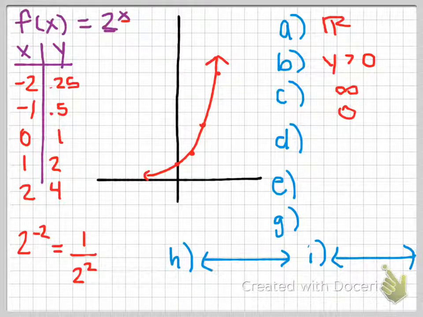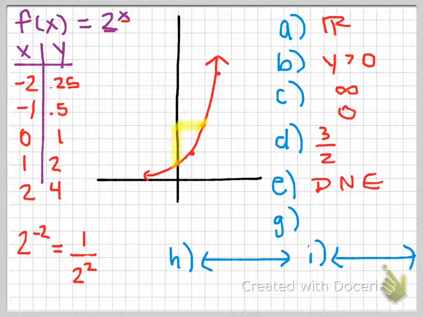Letter D, my average rate of change from 0 to 2. So from 0 to 2, I'm rising, and then the run. Notice we went up 3 over 2, so my average rate of change is 3 over 2. Letter E, x-intercepts would be none, or DNE, because this will never cross the x-axis. Letter G, my y-intercept is 1.